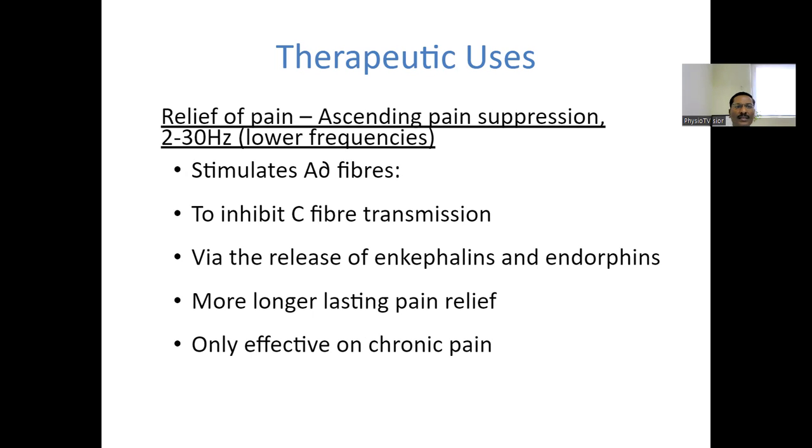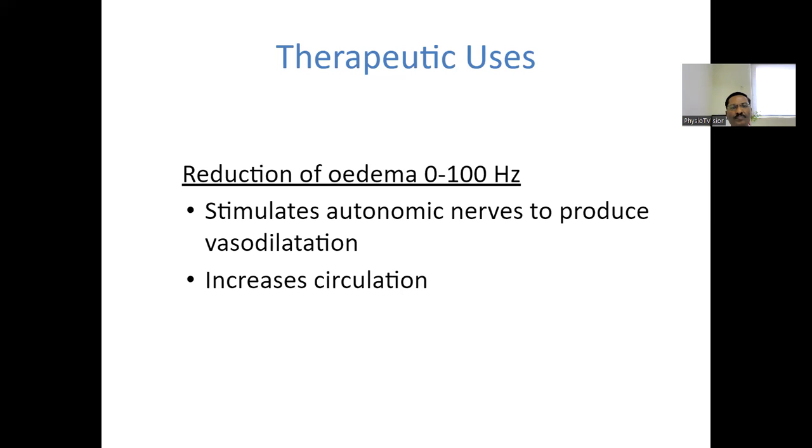Next, coming to the other therapeutic effects, we have different frequencies to relieve pain. We can use the low frequency, that is 2 to 30 hertz, which stimulates the A delta fibers, but this can only block the C fiber transmission. This mechanism works by activating the descending pain suppressant system and release of enkephalins and endorphins. When we use this method of pain relief, the pain relief lasts for a few hours. This can be used mostly in chronic pain.